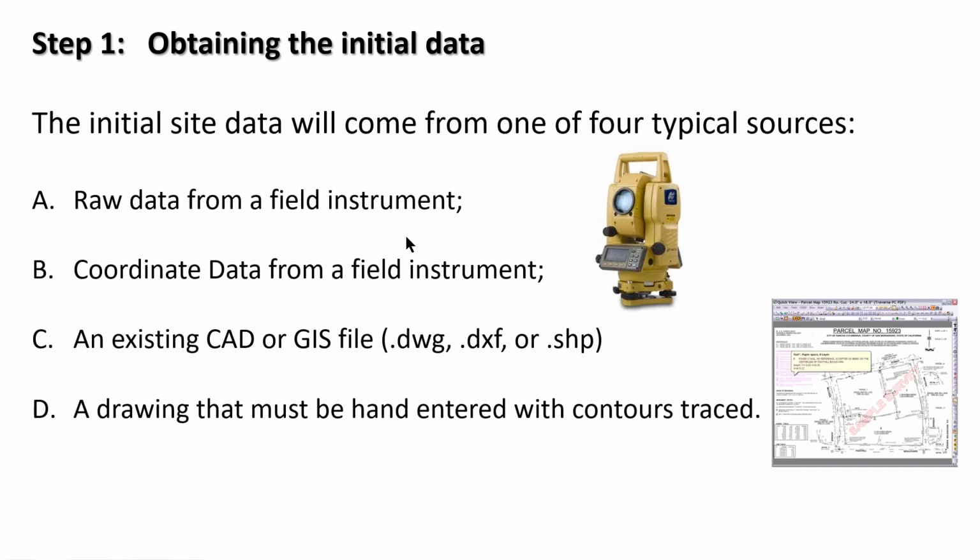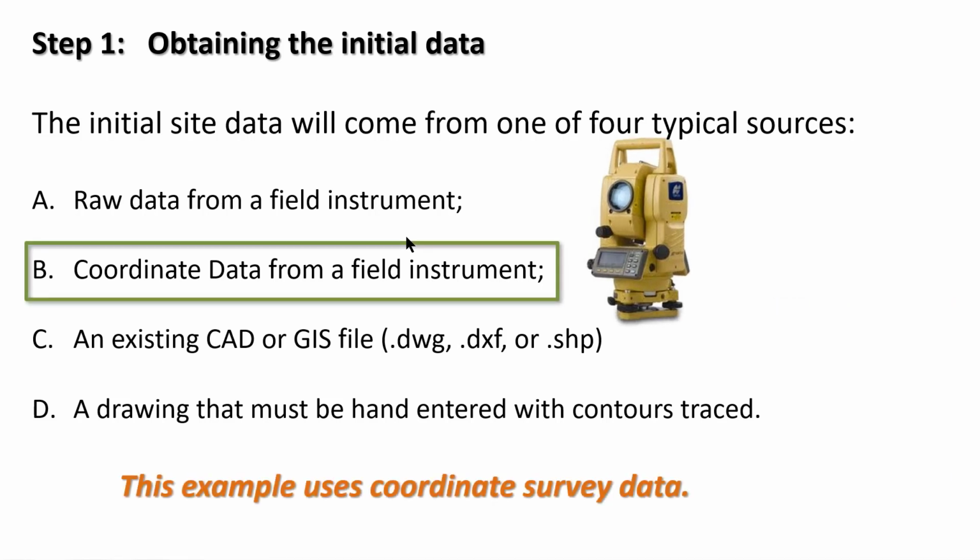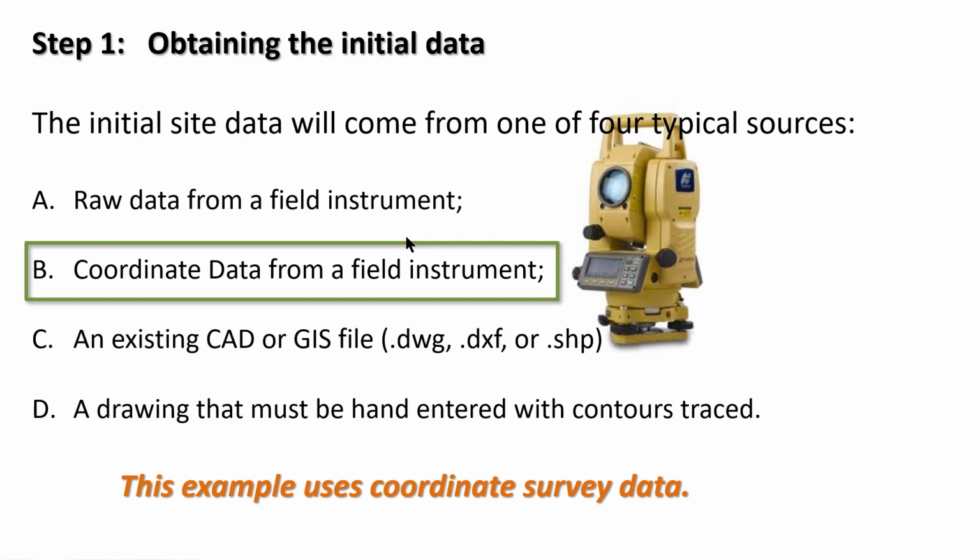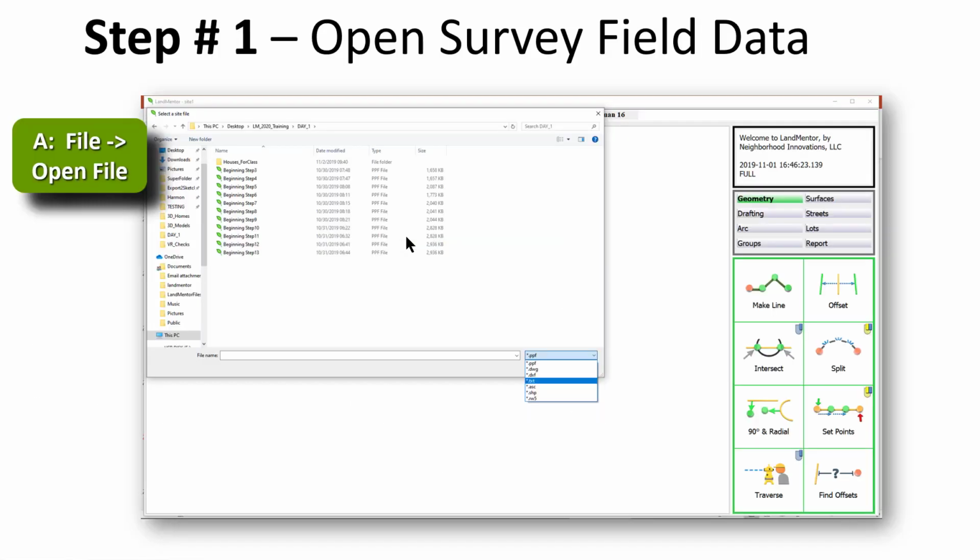Drawing that must be hand entered with contours traced. That is the worst possible case. It's time consuming, but a lot of times you simply don't have the CAD data, but you have a survey that was done 40 years ago, and that's the best you're going to have. It's a little bit tedious and time consuming, but it will be accurate. And it will tell you if there's an error in the survey closure. So we're going to use coordinate data from a survey field instrument.